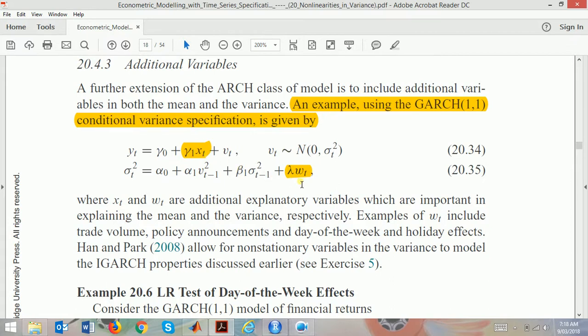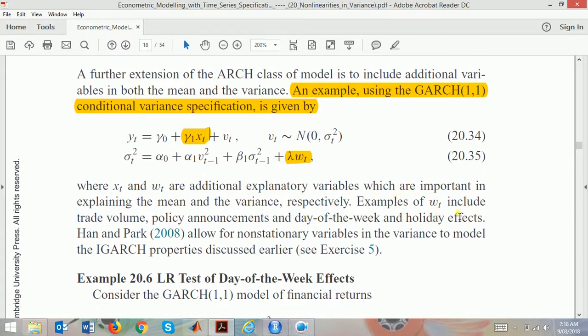Gamma 1 xt will give us the mean, and for the variance the coefficient is, I think, delta. I completely forgot, but I'm sure this is gamma and this is delta, which are important in explaining the mean and the variance respectively.